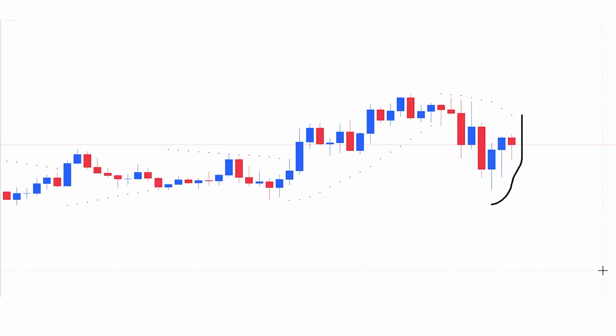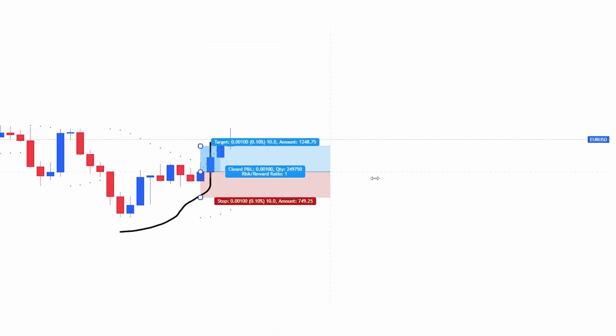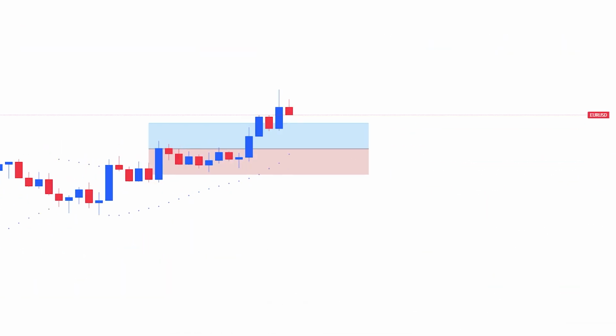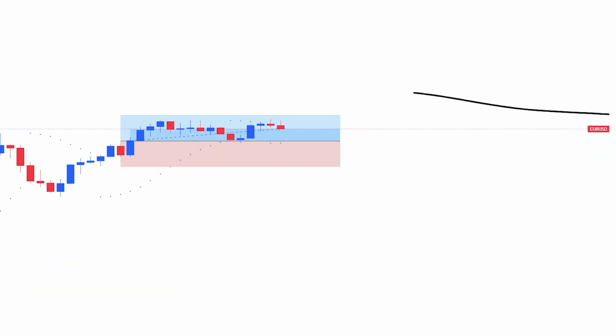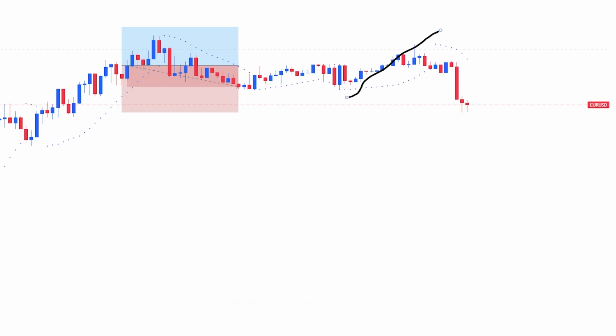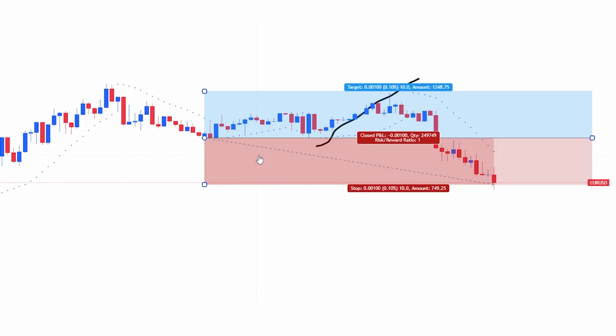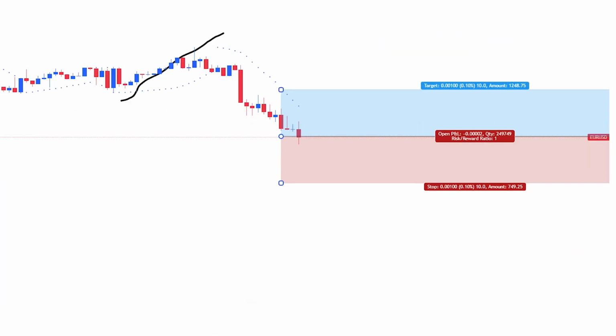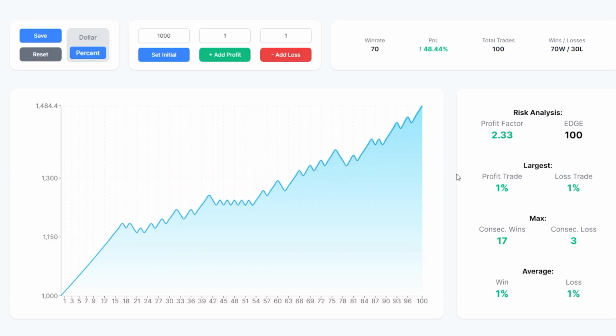So now that we understand how to use the higher time frames in combination with the lower time frames, let's try to backtest once again and see the results. Okay, so we finished the results and the results are definitely impressive.